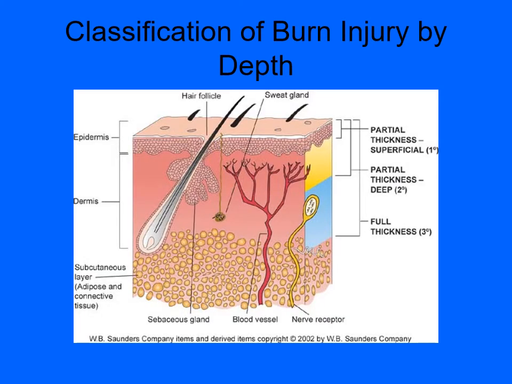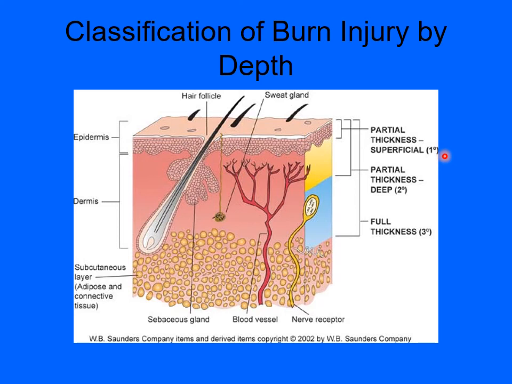Now we'll look at burns. And burns are classified two ways. They can be classified by the depth of damage or the percentage of body surface area involved. So first of all, we'll look at classification of burn injury by depth. So the first thing is a partial thickness burn or superficial first degree burn, and that's where you have damage to the epidermis. And usually it's red and painful, but tends to heal pretty quickly, like a mild sunburn.